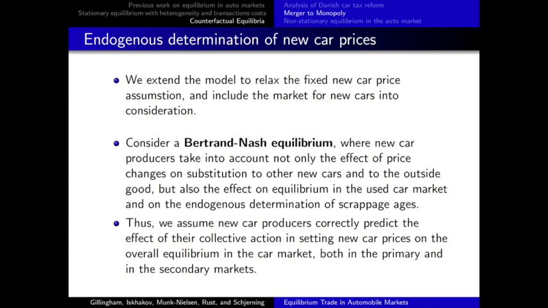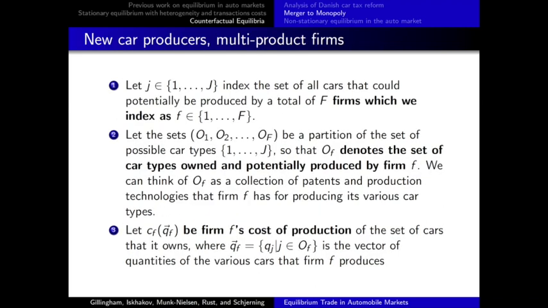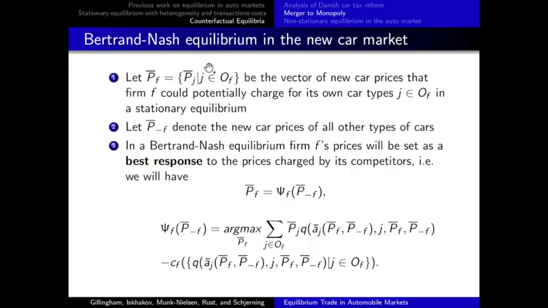The endogenous determination of new car prices. I'm going to skip most of the details here and just move on to the results. I think I've said several times that we now add two car producers that can produce these two goods. So there are now two firms, firm one and firm two, or there could be several firms. They compete in an oligopolistic market of Bertrand price competition.